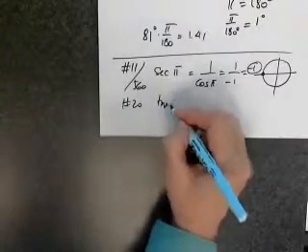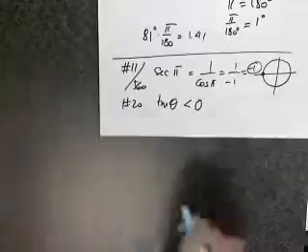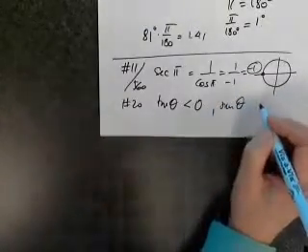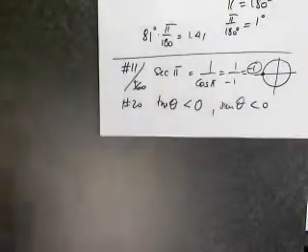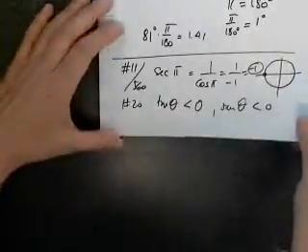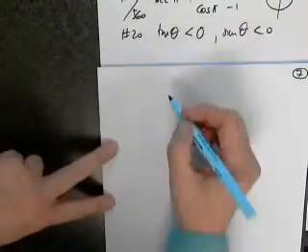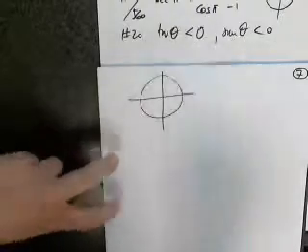So tangent theta is less than 0, and sine theta is less than 0. Oh no, I'm sorry, I thought they were asking us to do something more with that. But they only want us to identify the quadrant. In the next problem, they want us to do everything else. So I need to identify just the quadrant.